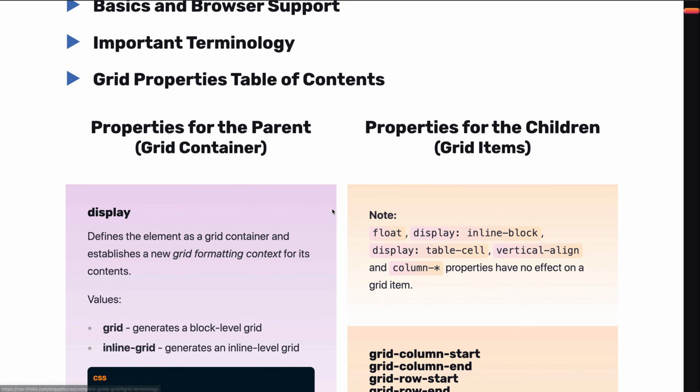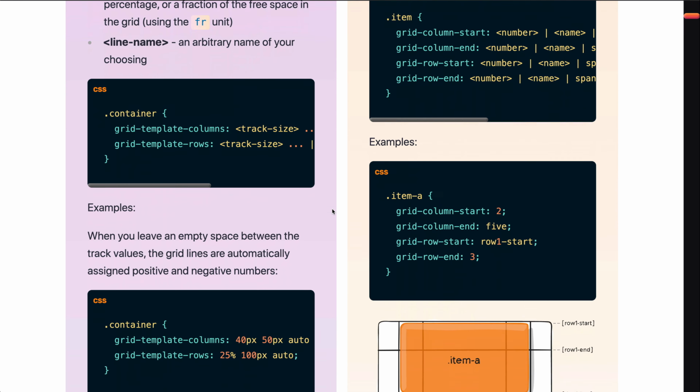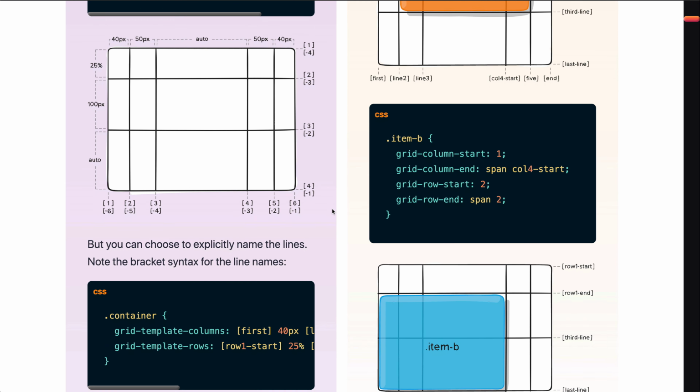Just like with Flexbox, you can't beat the CSS Tricks guide to CSS Grid. It's a nice reference, shows you all the properties you need to know, and it's easy to refer back to when you just need a quick refresher.